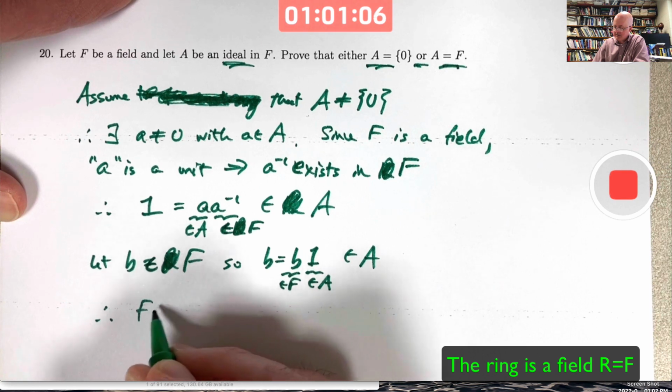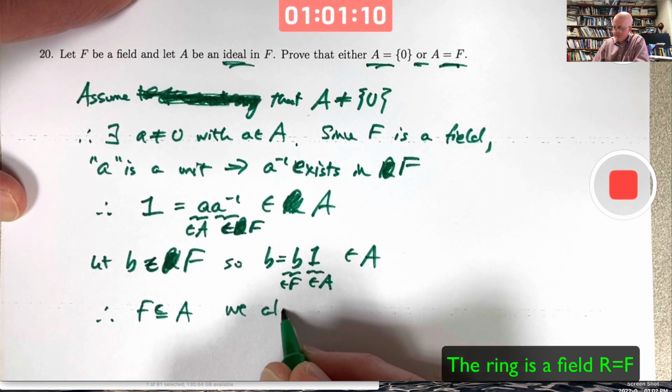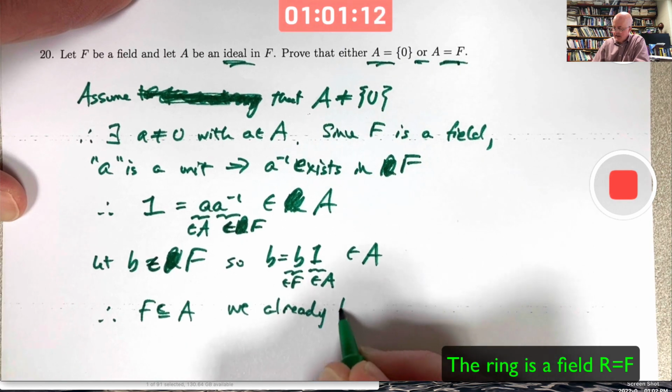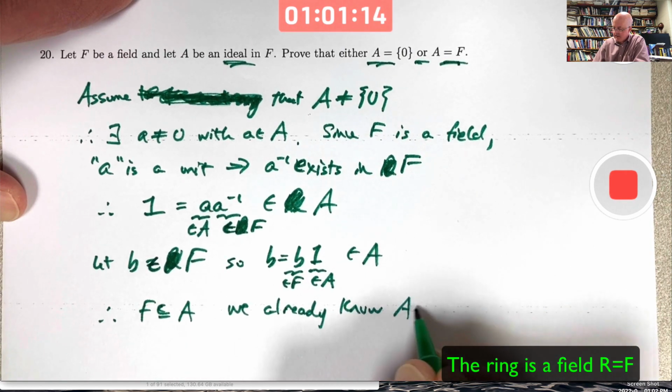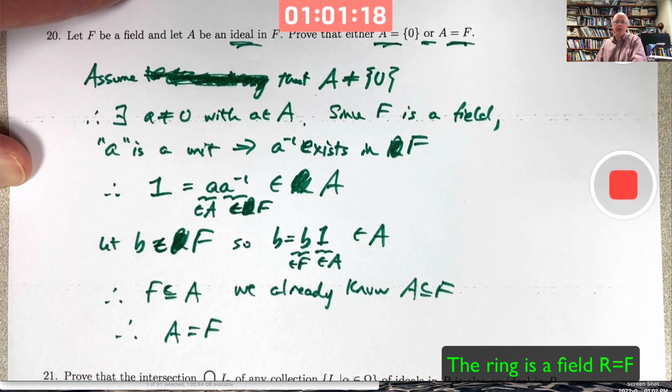Therefore, F is a subset of A. We already know that A is a subset of F. Therefore, A equals F, and we're done. That's what we wanted to show.